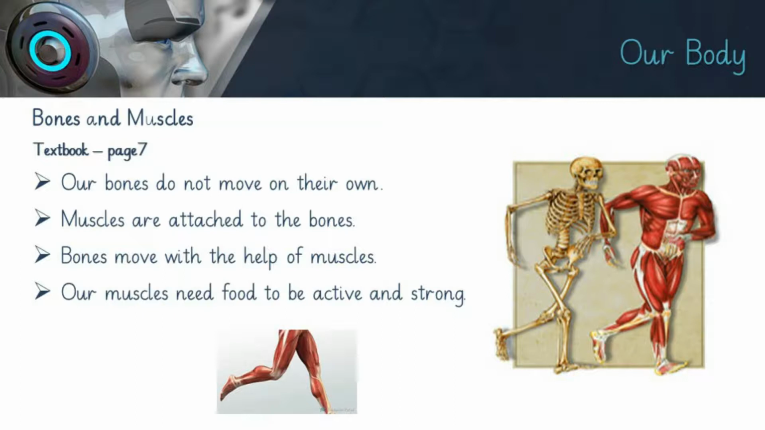Within the previous lesson, we have discussed that bones cannot move on their own. And within the video, you have watched that muscles are attached to the bones. Muscles help the bones to move and to work. Without muscles, bones cannot move or work. Our muscles need healthy food to be active and strong. So you must eat healthy food and avoid junk food to stay active and keep your body strong.